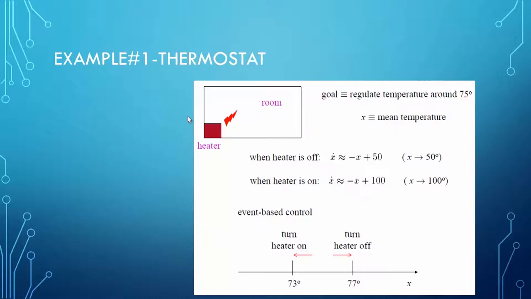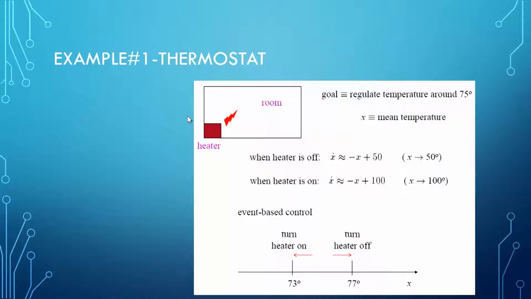So here is the heater, the thermostat. So assume that in the winter, you might turn on the heat to keep the room warm enough, okay? For example, you turn on the heater in the room, and the goal is to regulate the temperature around 75 Fahrenheit, okay, not Celsius, which is around 20 Celsius degree, okay, 20, yeah.